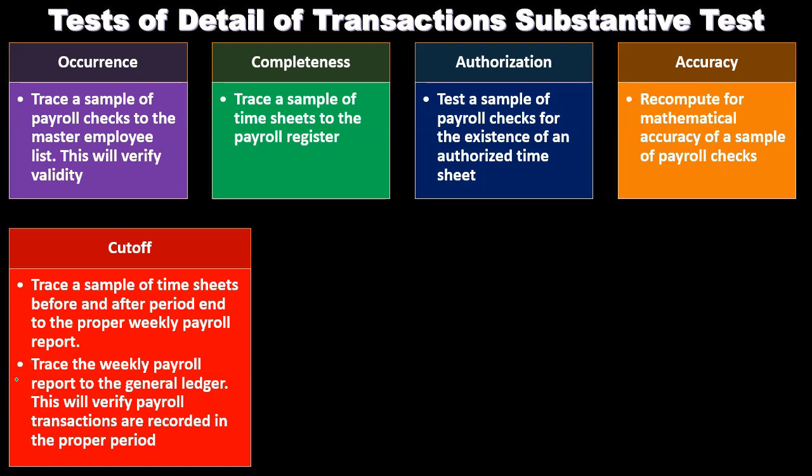And then we're going to trace the weekly payroll report to the general ledger. This will verify payroll transactions are recorded in the proper period. So let's take a look at that again. We're going to trace a sample of the timesheets before and after the period to the proper payroll report. So we're going to trace the actual timesheets and then trace the weekly payroll report to the general ledger. And if everything was done properly, then we'll be able to determine if these payroll items have been recorded in the proper time period.